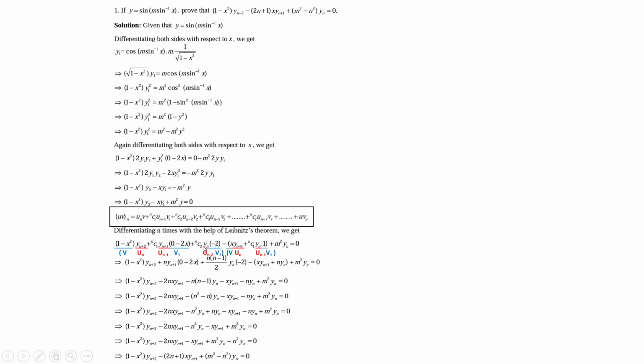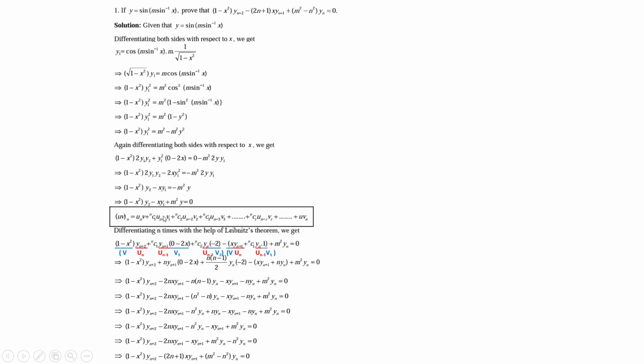Now we have to write nC2, and now we have to find u of n minus 2, and our u of n minus 2 will be yn. Why? Because here our u is y2, so our u of n minus 2 will be y of 2 plus n minus 2, which is equal to yn. Now we have to differentiate v1, which is minus 2x, to get v2, which is minus 2.